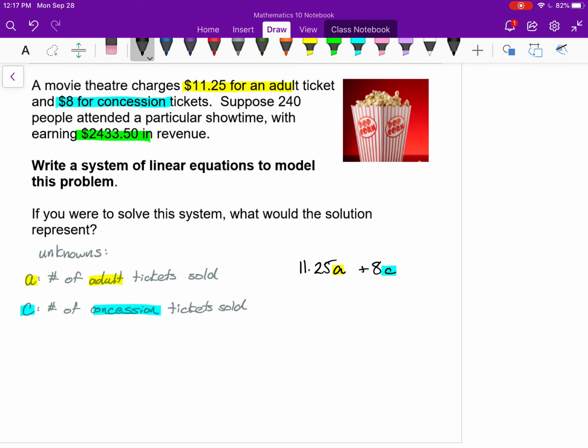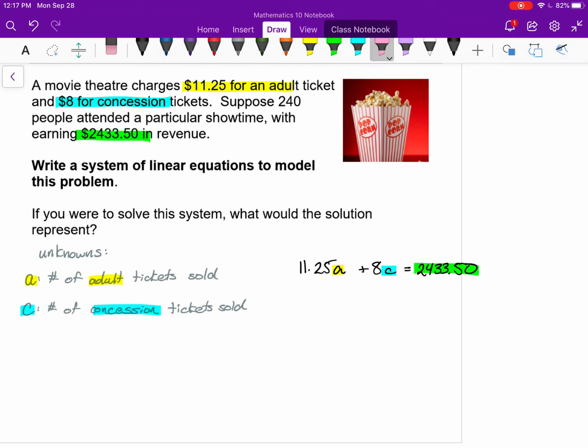I don't know how many tickets were sold, but I know how much each ticket costs, and I know altogether that made $2,433.50. So there's one equation that relates back to the information. If I just look at this one equation and I want to figure out what is A, what is C, I don't have enough information yet, because I need another equation.